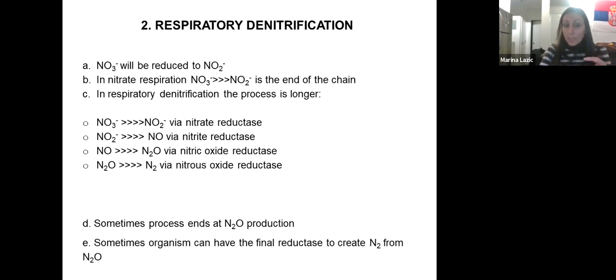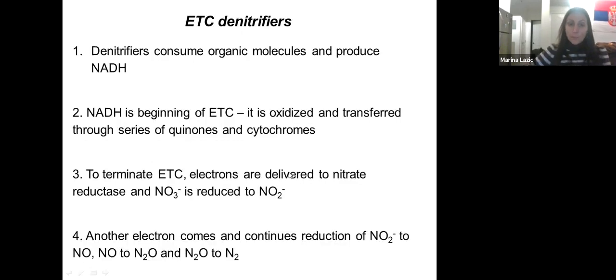And some organisms can also reduce NO2, N2O, nitrous oxide, to molecular nitrogen, dinitrogen. So sometimes it ends up at nitrous oxide, sometimes it goes further to get atmospheric nitrogen. So in denitrifiers, there is a specific electron transport chain. They can consume organic molecules and produce NADH.